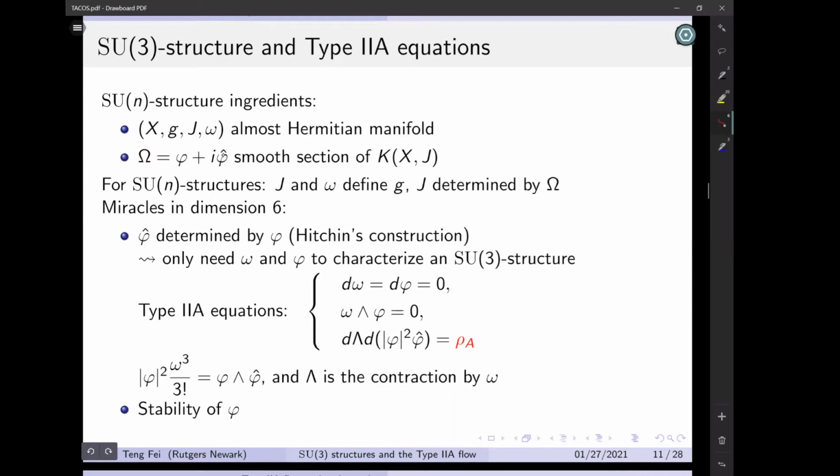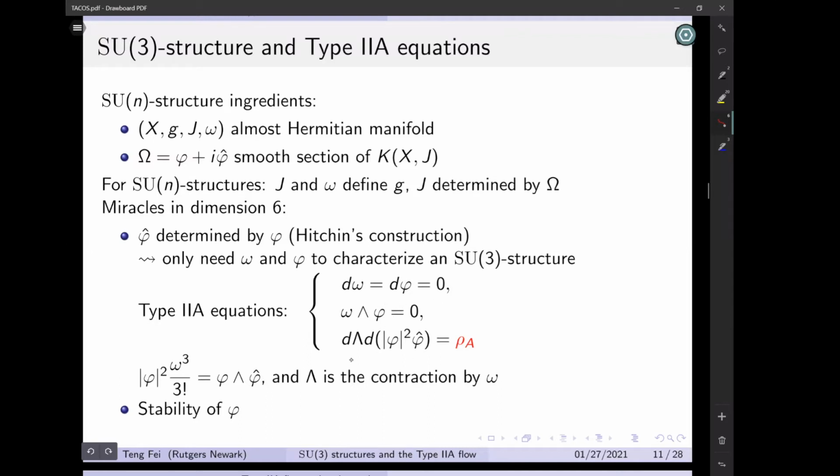Okay, and in this way, we can write down the type IIA string equations, again after consideration of superstring, supersymmetry, and the simplification. So the equations are the following. First, this omega is closed. So you have a symplectic form, symplectic geometry. Also, the real part is also closed. And naturally, this is an SU3 structure, so the real part is primitive. So omega wedge phi is 0.